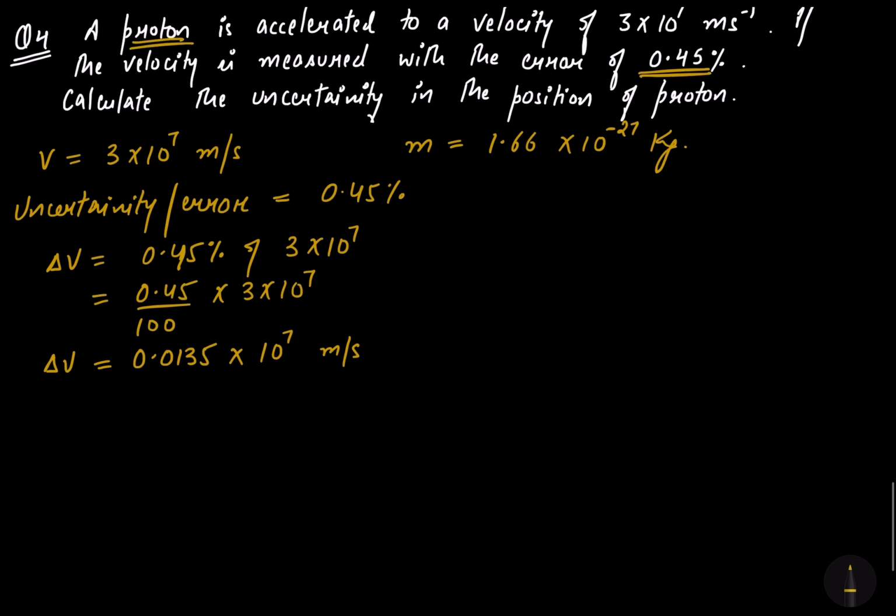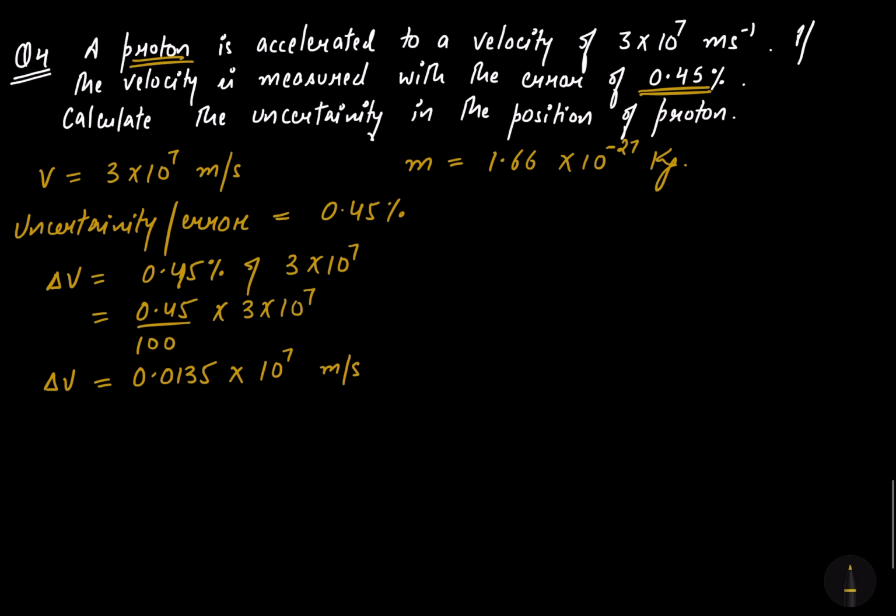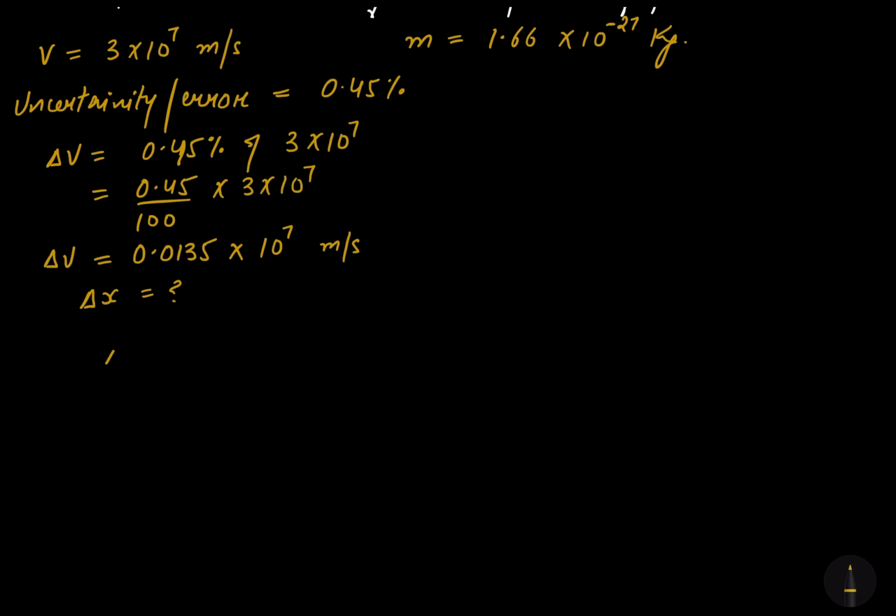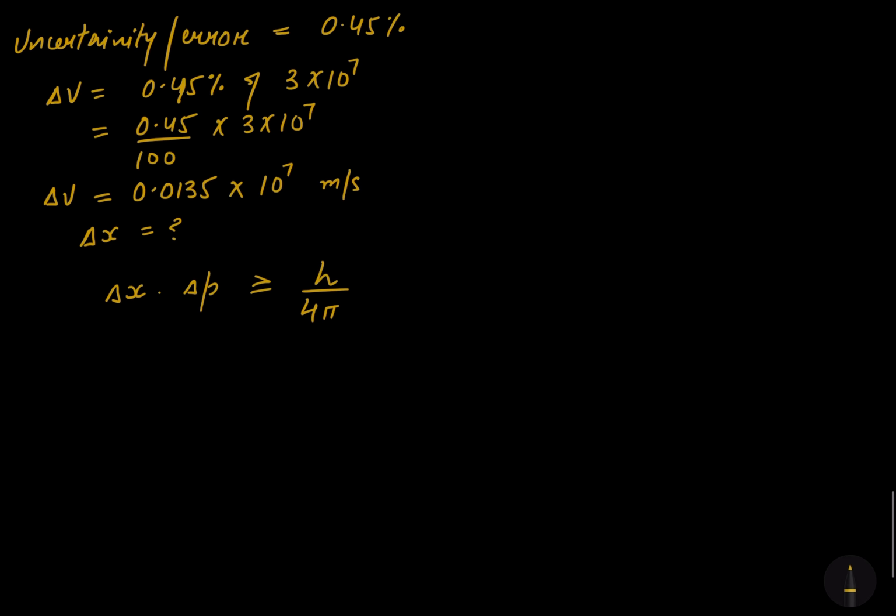Now, calculate the uncertainty in the position of the proton. We have to evaluate the delta x over here. Now, delta x into delta p is greater than or equal to h upon 4 pi. Now, delta p is m into delta v, greater than or equal to h upon 4 pi. Now delta x comes out to be h upon 4 pi m into delta v.